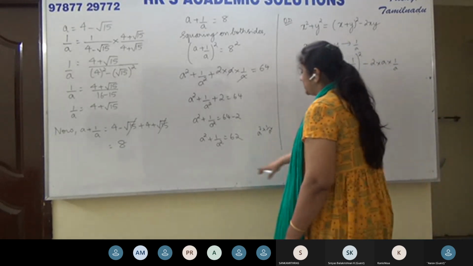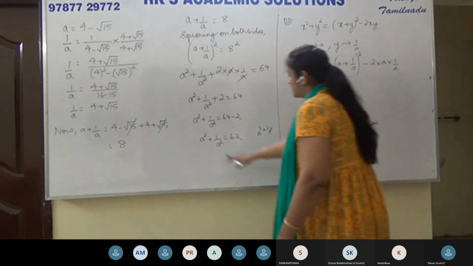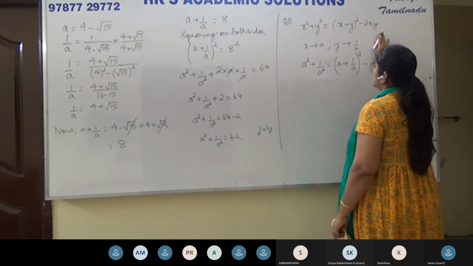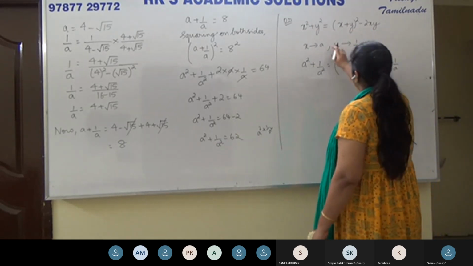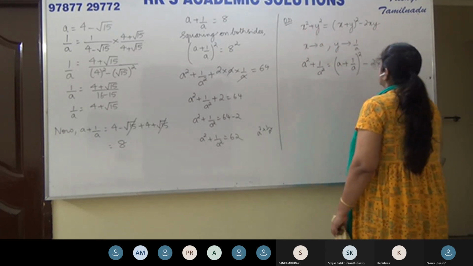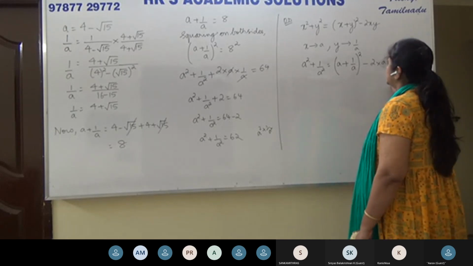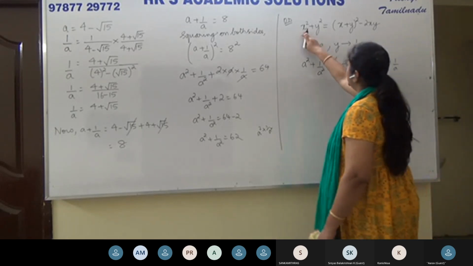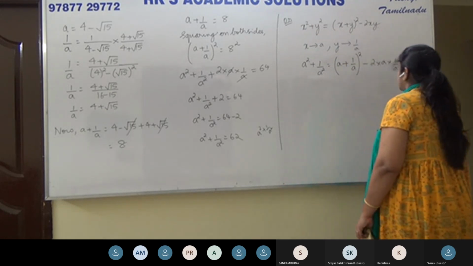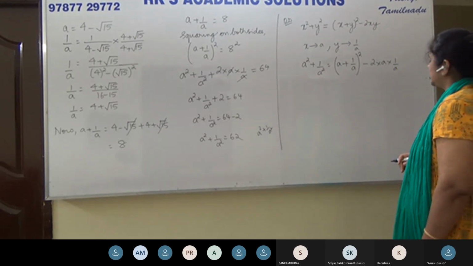Because we need to find a square plus 1 by a square. Since we have to find a square plus 1 by a square, we'll take x as a. This is the identity which we know. So we'll take x as a and y as 1 by a. We'll replace x with a and y with 1 by a and rewrite this identity. So this is how it looks. When you take x as a and y as 1 by a, this is how the identity looks.